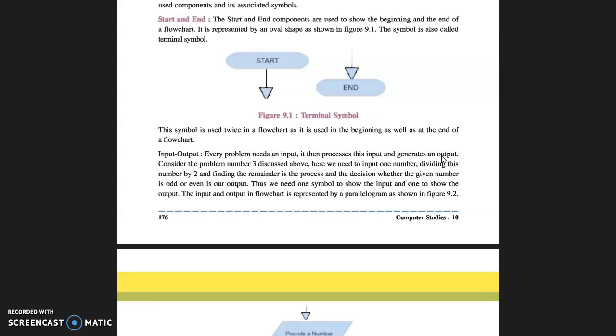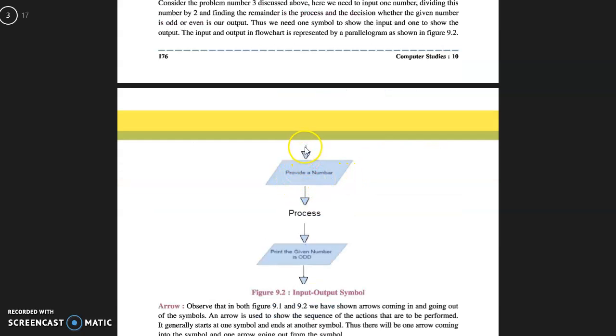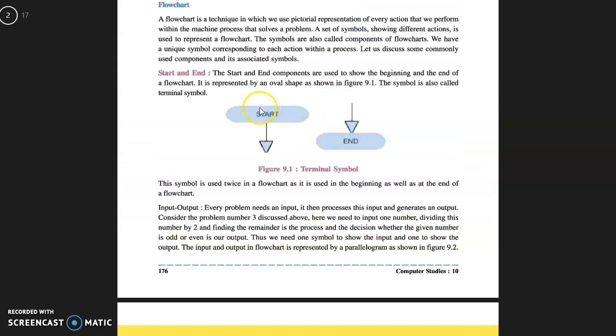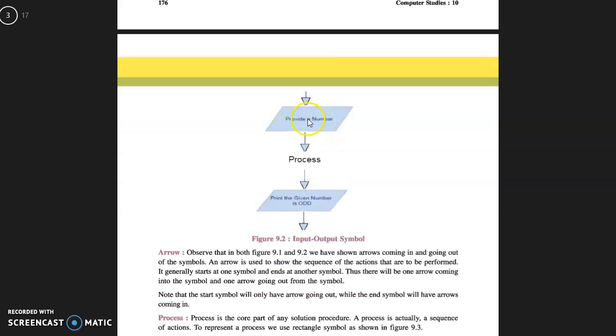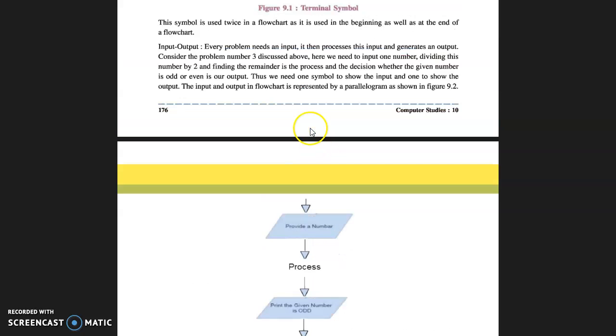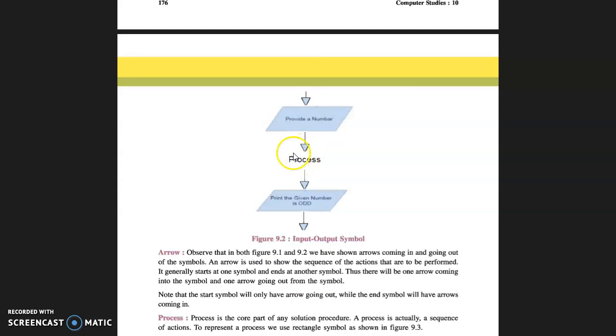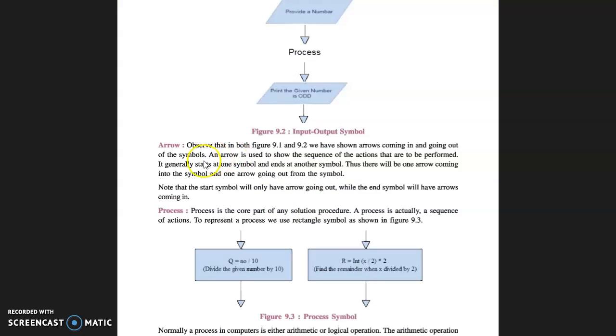So for each and every computer, we need to give input, then the computer processes it and then it gives us output. So see, this is a start, this is a flowchart, process symbol, input and output. See, provide a number, process on it, print whether the given number is odd or even.